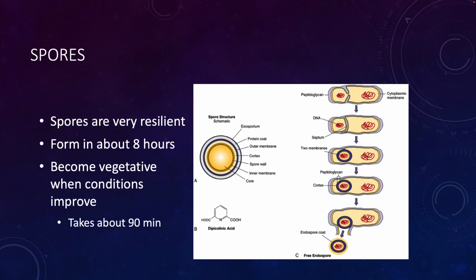The spores are really important to help these genera survive harsh environmental conditions, including nutrient limitation, dehydration, UV radiation, any sort of stressor that the bacterium might face can cause them to sporulate or form a spore. Once the spore has formed, sometimes those spores can persist in the environment for literally millions of years. So these are really, really resilient structures. When conditions improve, they'll become vegetative, and that takes about 90 minutes. And so you would go from having a spore to having a vegetative cell.